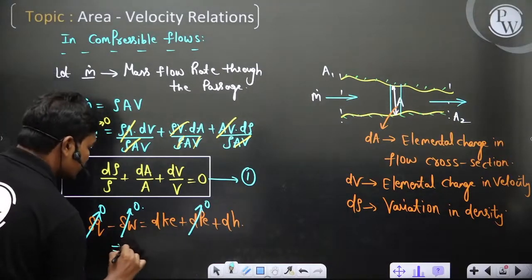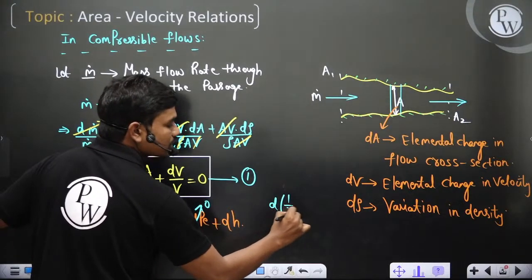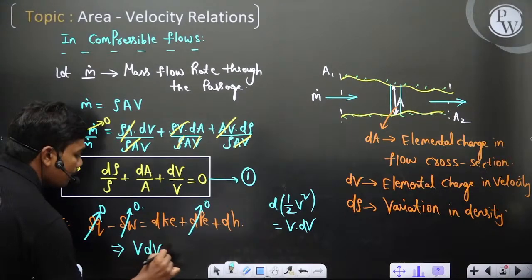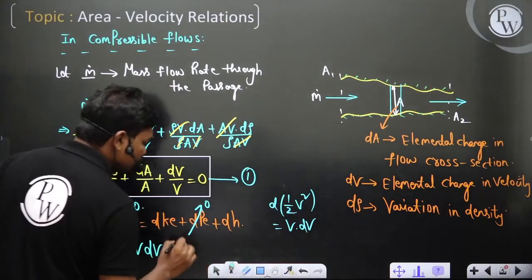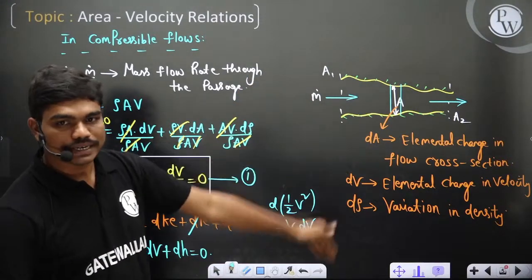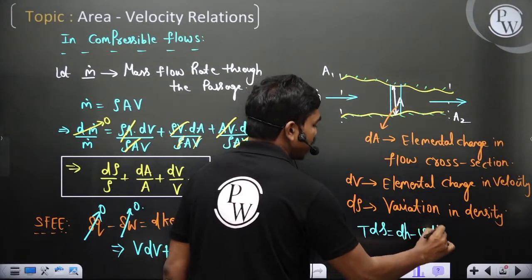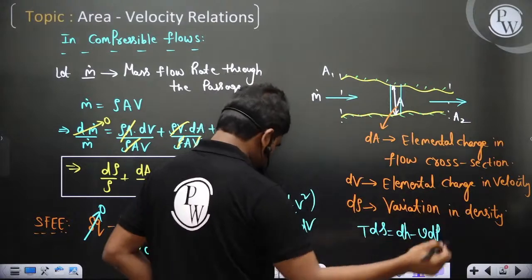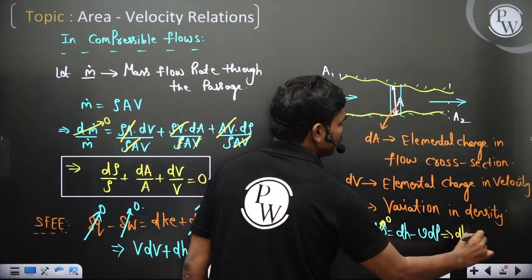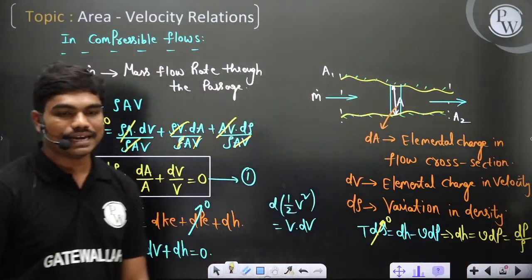But anyway, here the derivative of the change in elemental kinetic energy is nothing but the derivative of half V square, correct? So this gives you V dV. So the first term gives you V dV plus the second term dH. If you write it as dH, V dV plus dH is equal to 0. And since the flow is isentropic, we can use the T dS equation. T dS is equal to dH minus V dP, which we use in all cases like the Rankine cycle. So if this is 0, your dH can be replaced with V dP, where V is specific volume, that is dP divided by density.